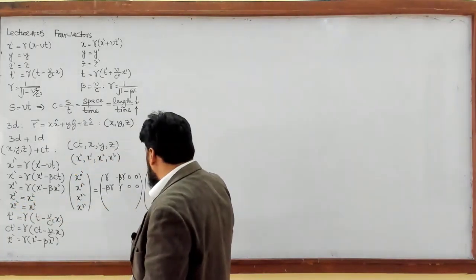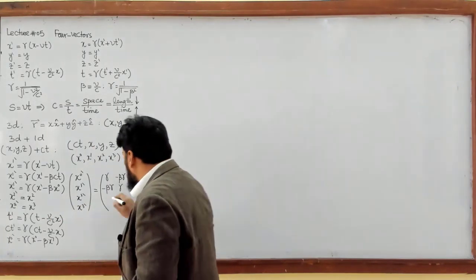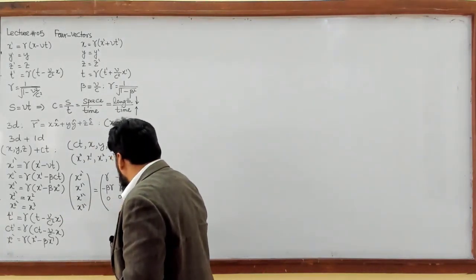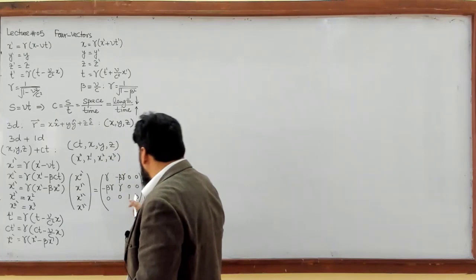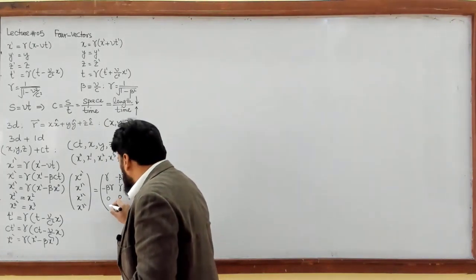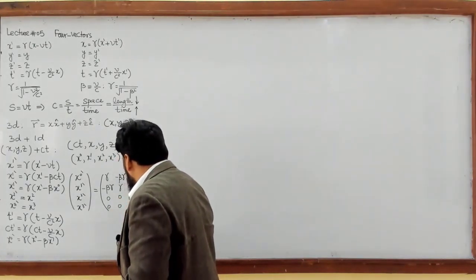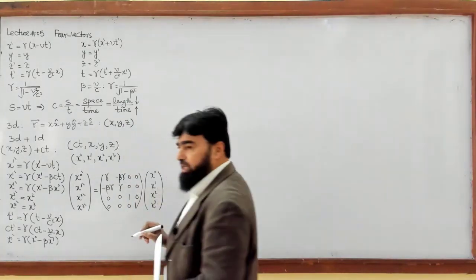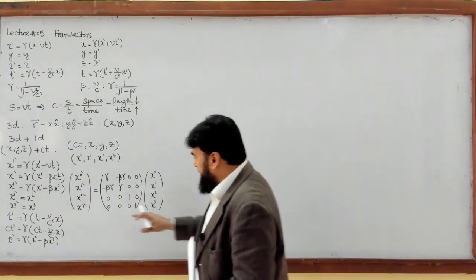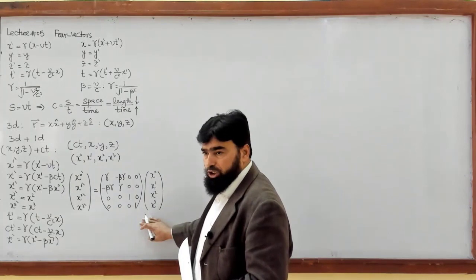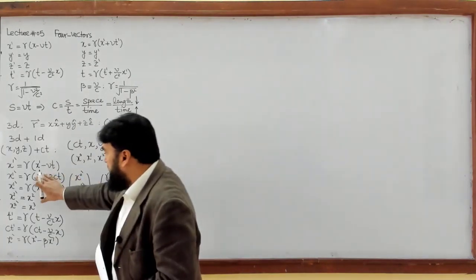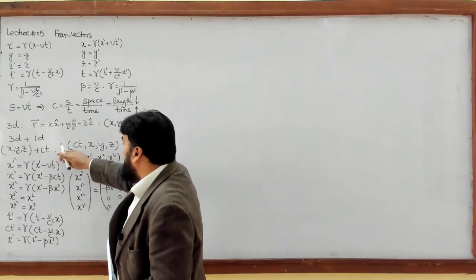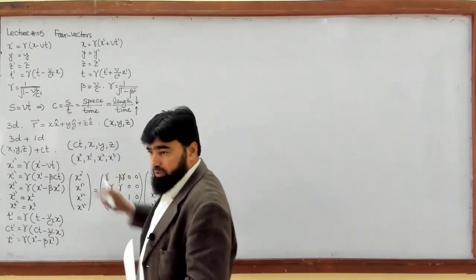So it should be with this one on the third place. So it will be 0, 0, 1, 0, third place. And the last one will be 0, 0, 0, 1. So this is the matrix representation of the Lorentz transformation under the 4-vector space.